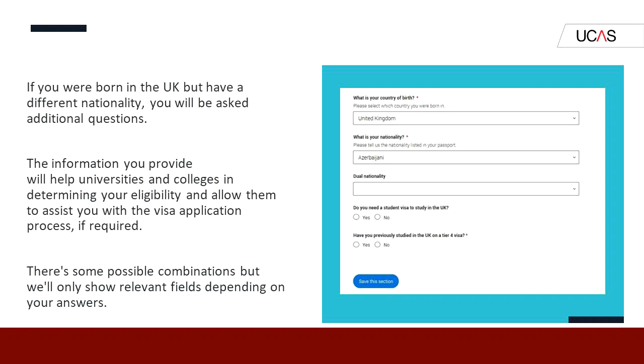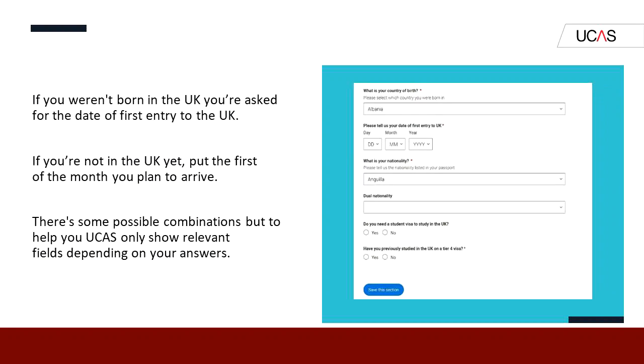If you were born in the UK but have a different nationality, it will ask you some additional questions, which will help universities and colleges in determining eligibility, things like visa applications. And there's some possible combinations here, but UCAS will only show the relevant fields depending on your answers. And likewise, if you weren't born in the UK, it gives you a separate thing to fill out here.